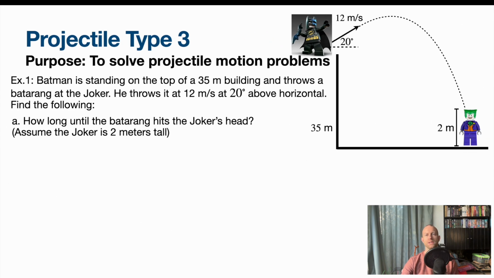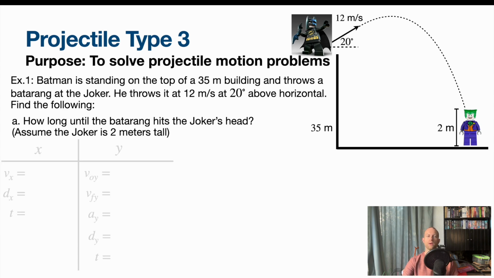Let's do a type 3, which looks like this. So we've got Batman standing on top of the building and is throwing a batarang, which is his little bat thingy, at the Joker. He throws it at 12 meters per second, 20 degrees above horizontal. We want to know a few things. First, how long until the batarang hits the Joker's head? We're going to assume the Joker is 2 meters tall, so that will affect something later on.